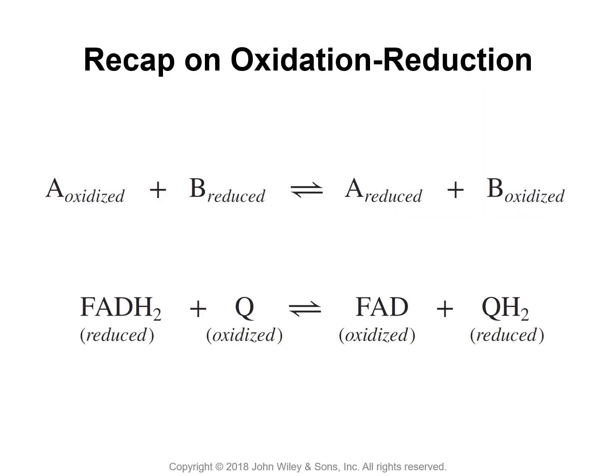So, let's take a recap of oxidation reduction. You have A and B. A is oxidized plus B is reduced, and if it's at equilibrium, you have A reduced on the other side and B oxidized. So in this case, we have FADH2 plus Q, that's your ubiquinone, and it gives you FAD, which is oxidized, and you get ubiquinol, which is reduced.